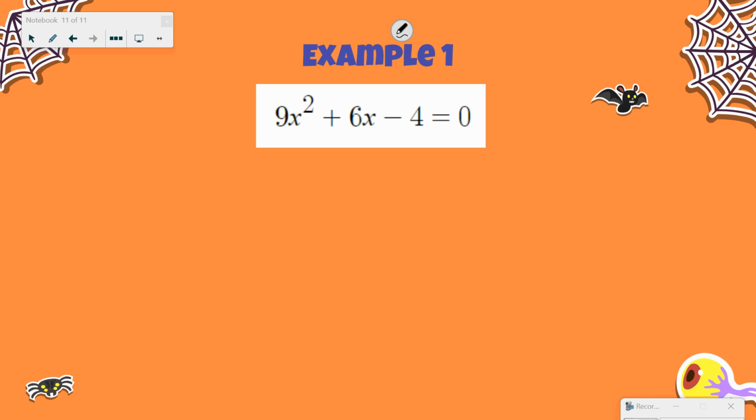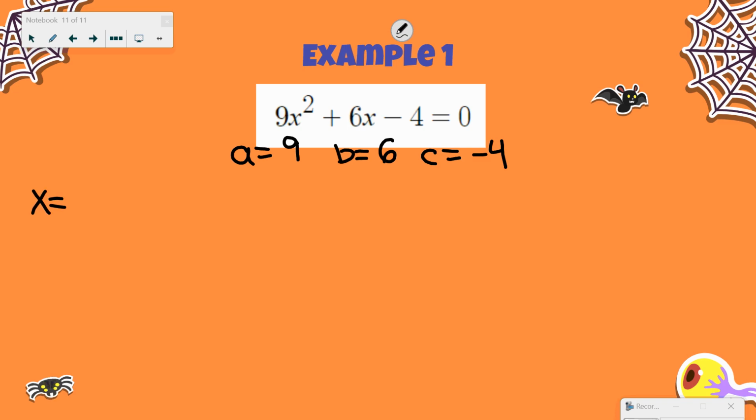Now I want to go into Yelda's comment about the coefficients. So if I know that I'm equal to 0, I can start solving this using the quadratic formula. But let's take a second and jot down what our a, b, and c values are. So what is a equivalent to here? 9. What is b? And what is c? Great job.